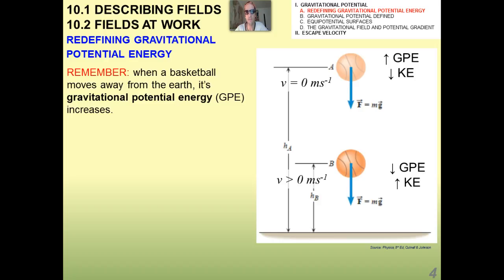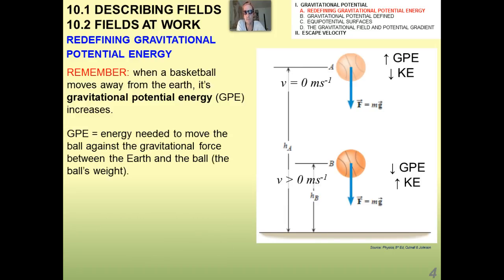All right, now I have to redefine gravitational potential energy, and we're going to do that right now, and you'll see why in just a second, okay? Remember how we defined gravitational potential energy? We said that it was the mass times g times the distance above the Earth, where the Earth was taken to be a height of 0, okay? And we said that the gravitational potential energy is the energy needed to move a ball, for example, in this case a basketball, against the gravitational force between the Earth and the ball, or the ball's weight, okay?